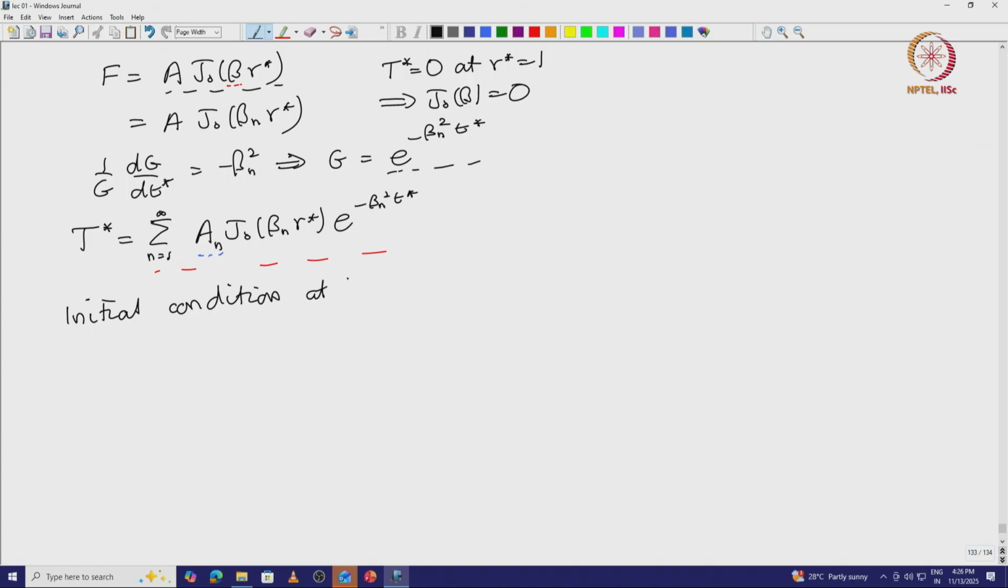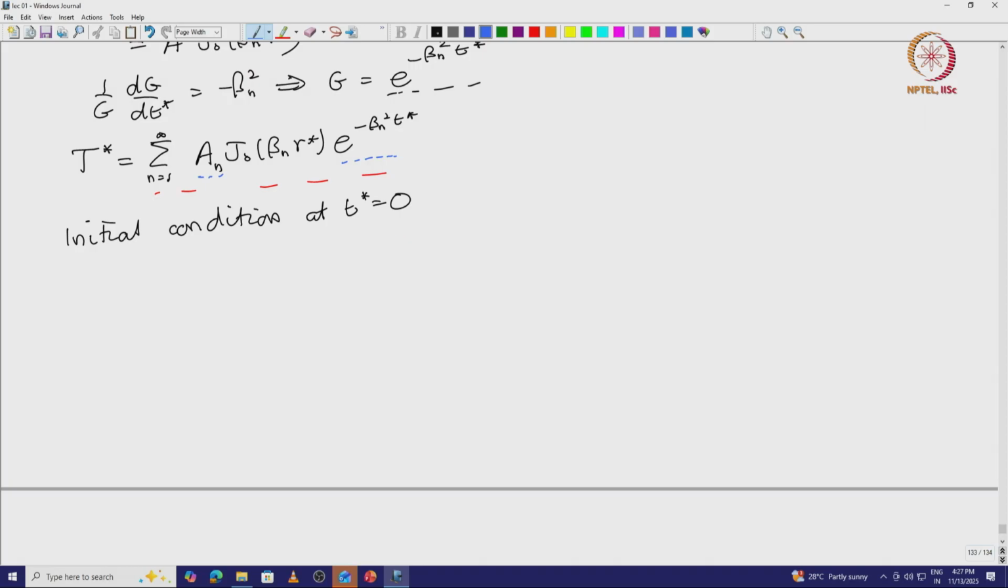At t star is equal to 0, this exponential part is just 1 and T star is equal to 1 throughout the domain. Note that the scaled temperature was 1 throughout the domain. Therefore, 1 is equal to sigma a n j naught of beta n r. So, that is the equation for the coefficients.